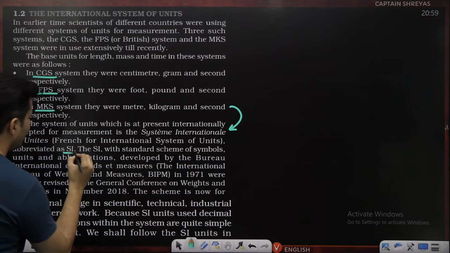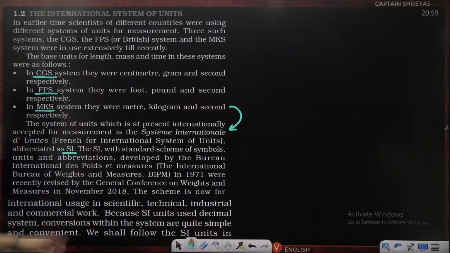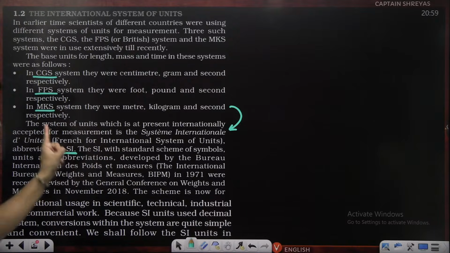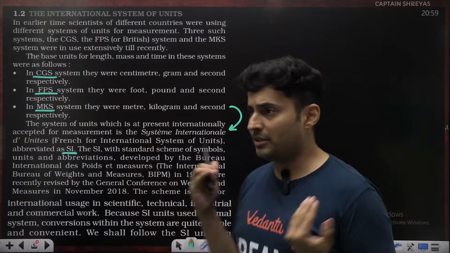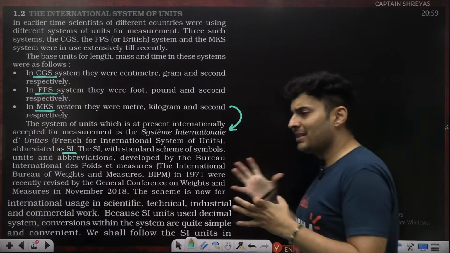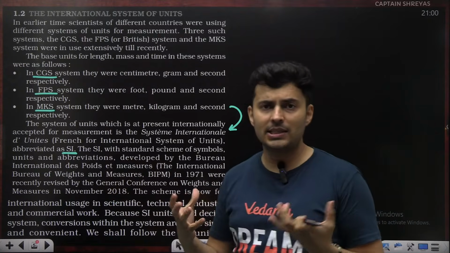It is just called the SI system, the International System of Units. Okay, let's not get there, guys. It is just called the SI system, which is a modified version of the MKS system. So what was exactly modified, and what was there in MKS?